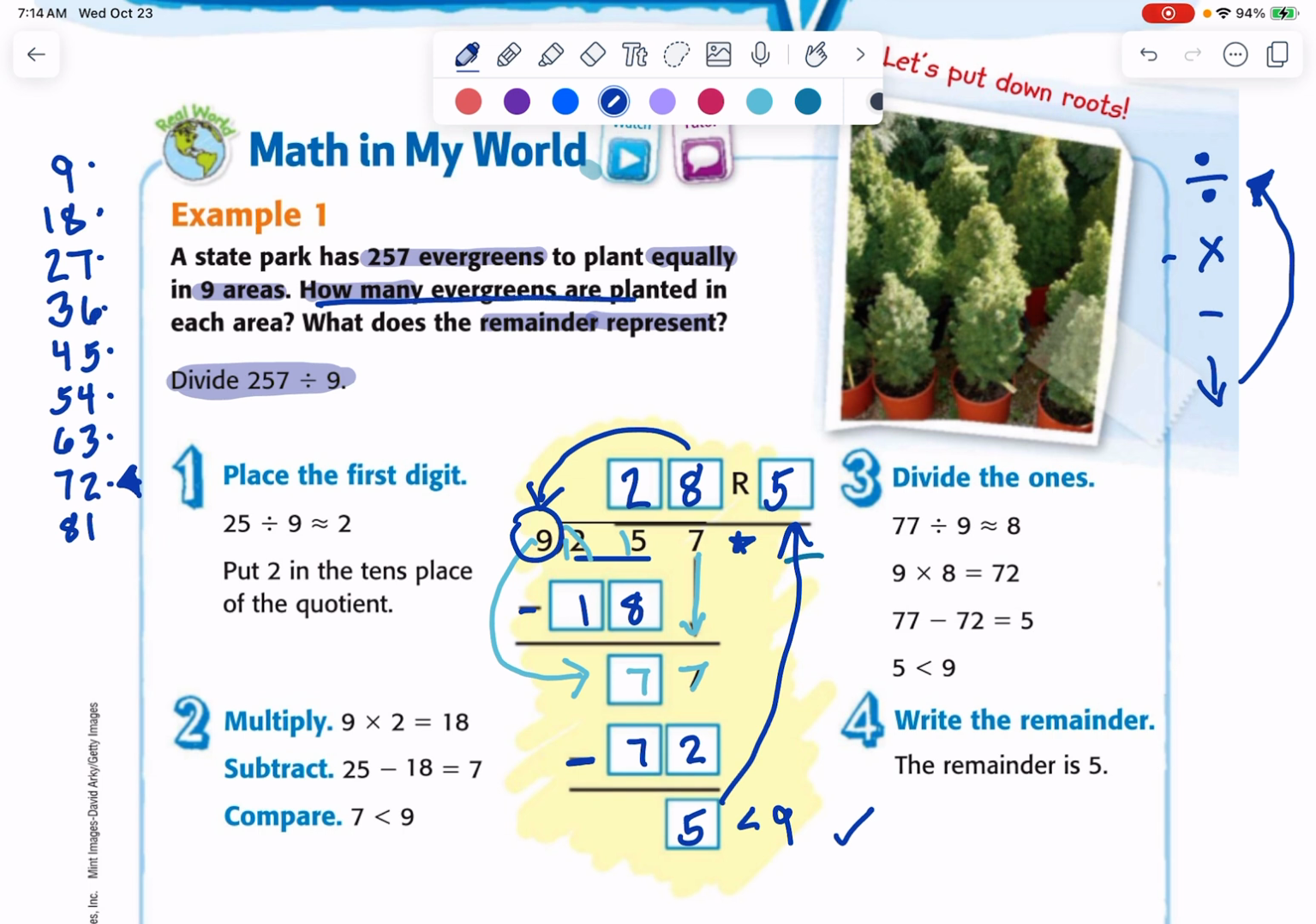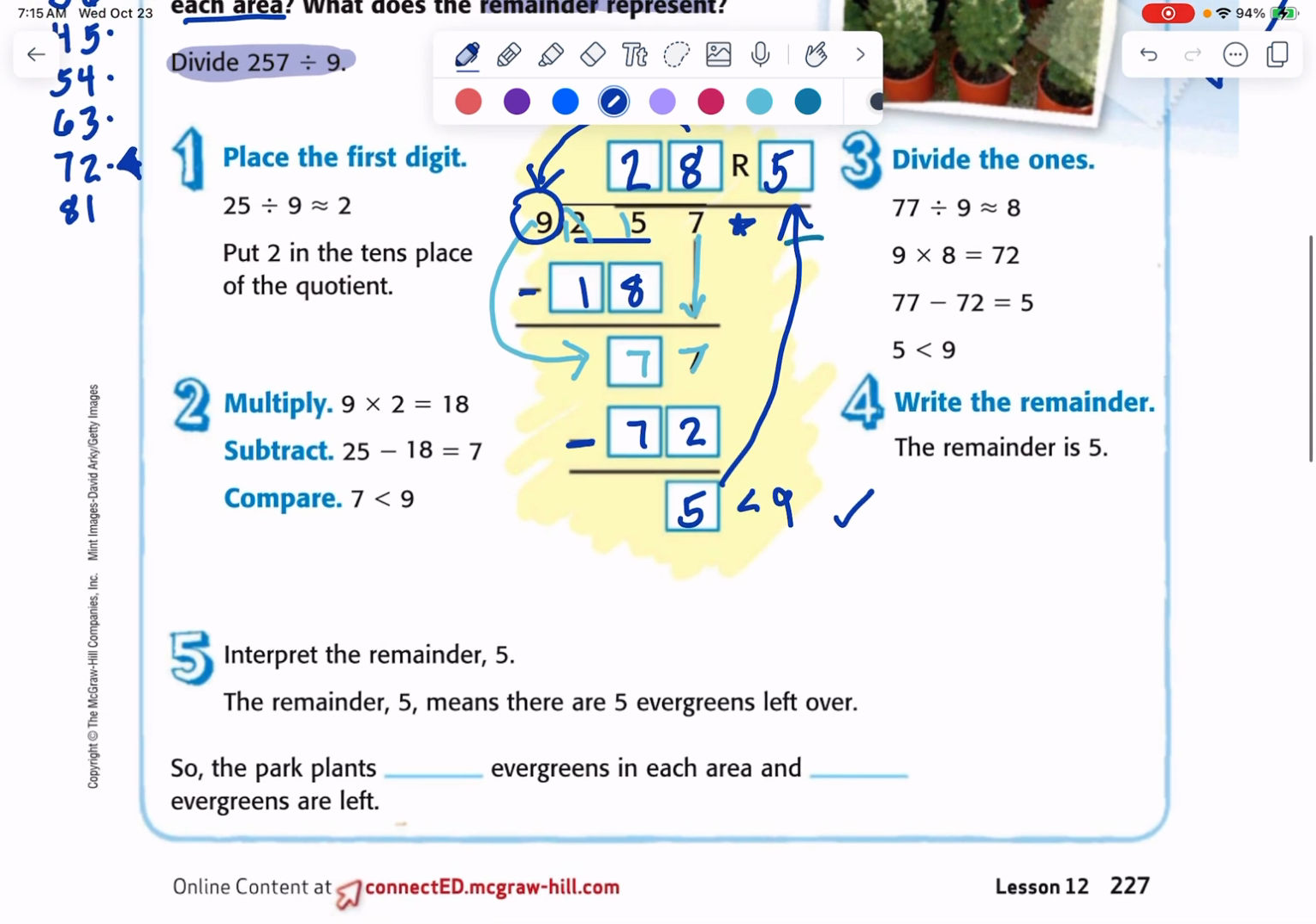First, it said how many evergreens are planted in each area. That was the equal groups thing, right? We're dividing equally. So there are 28 evergreens in each area. But what about the remainder 5? Well, because they don't have a 10th area, these are truly leftover.